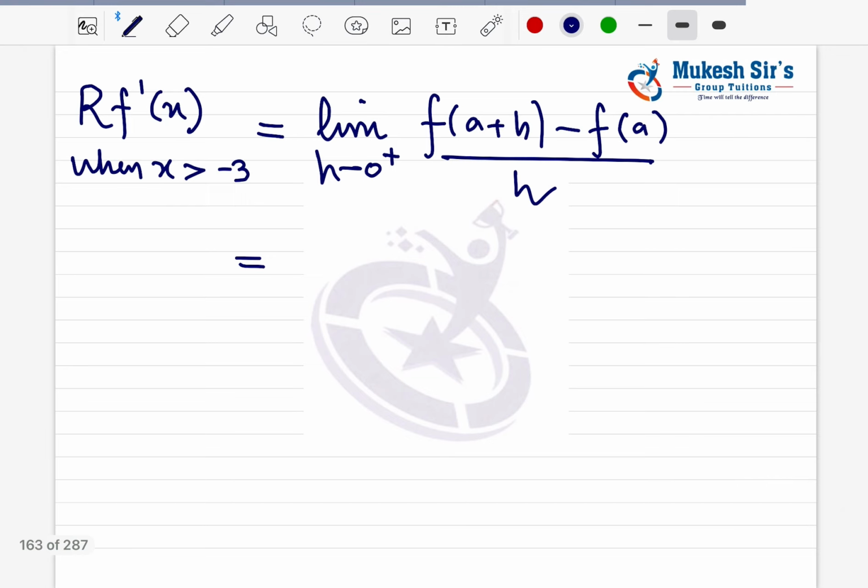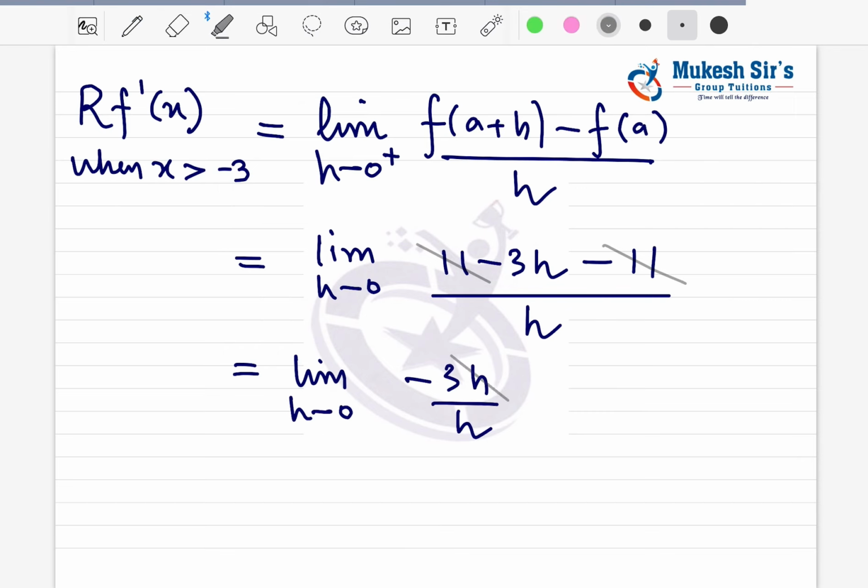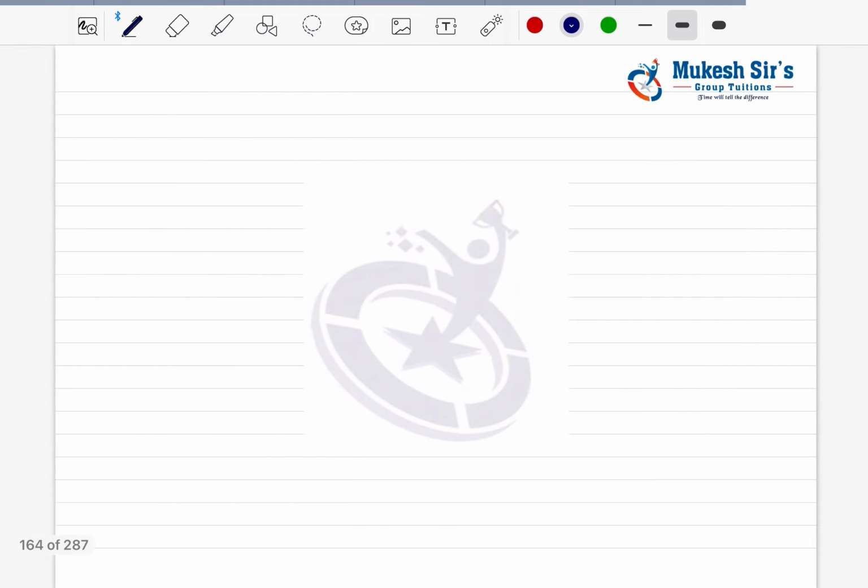So now this becomes 11 minus 3h minus f of a. f of a was 11, the whole divided by h. Again that 11 and 11 get cancelled. You can cancel h also now. Limit h tends to 0, minus 3h upon h. So here h and h get cancelled. As h tends to 0, h is not equal to 0. So the answer is minus 3. Clear? So both the limits exist, but the right hand limit is not equal to left hand limit.